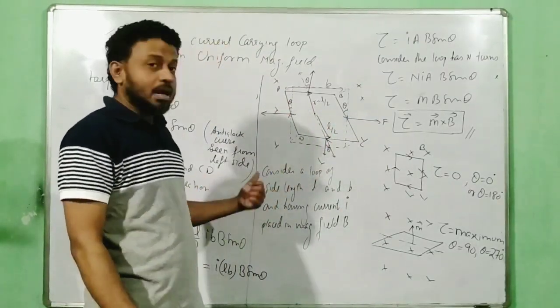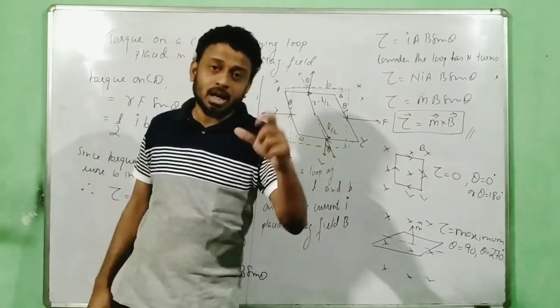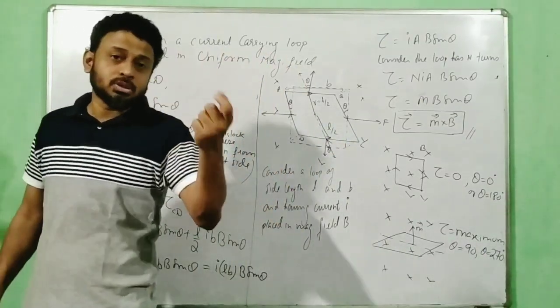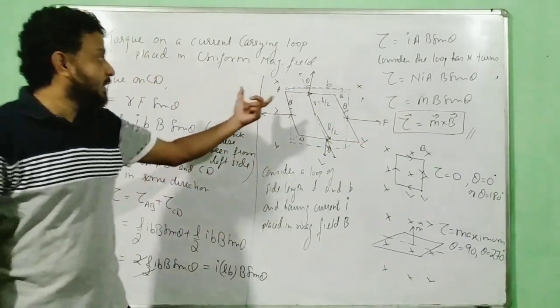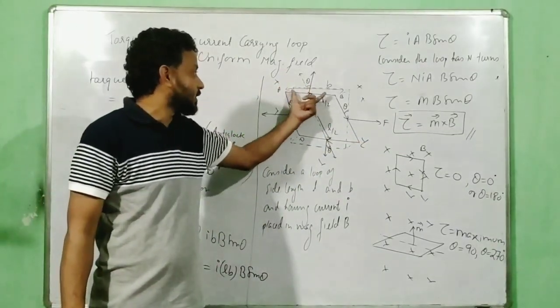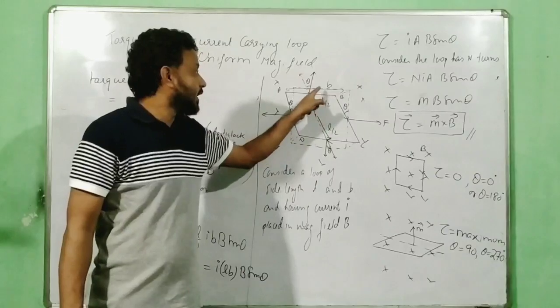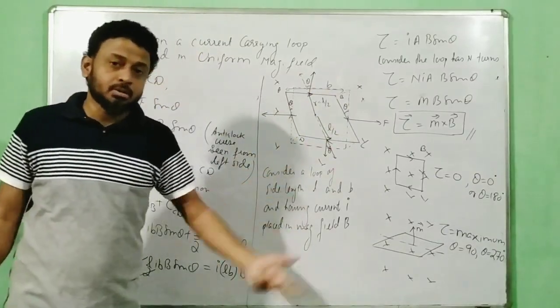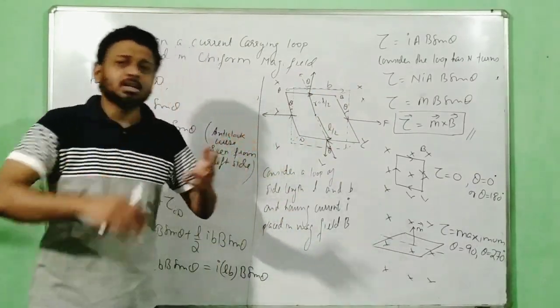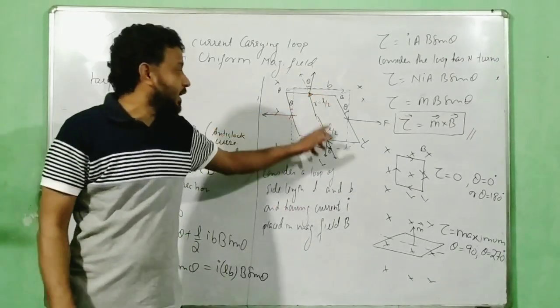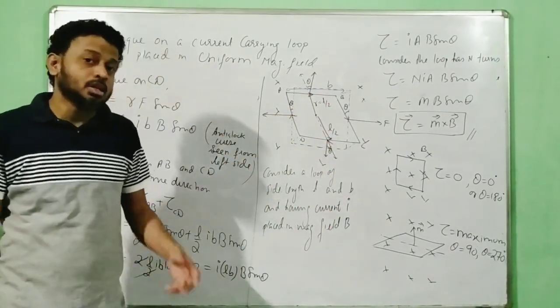Both of them will have the same logic. R cross F. What is R? Half of the side length. What is force? ILB, with L as per the length you have considered. So if I consider the AB length, the length is B. So IB, capital B, into sin theta. And then we just write that the torque here and here will be in the same direction, so they will get added up.